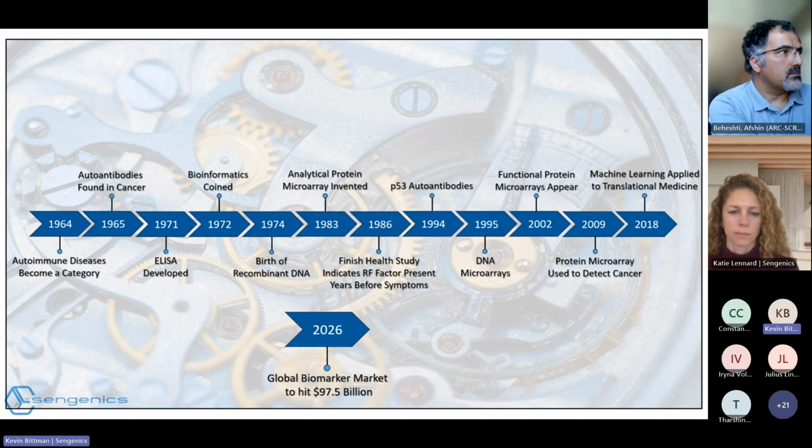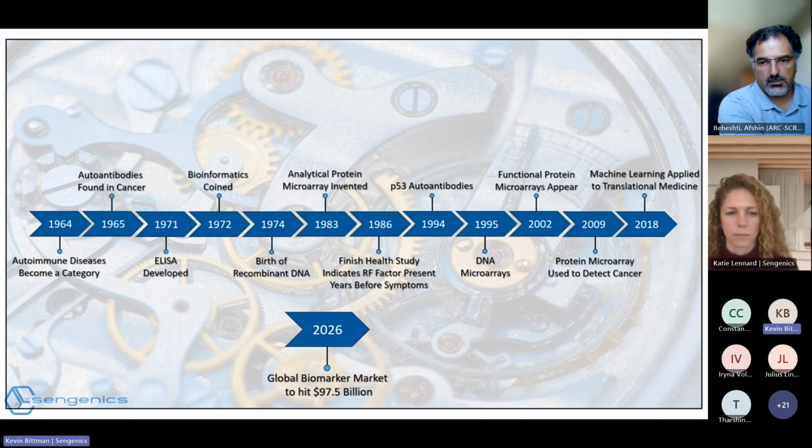Of course, the techniques to study autoantibodies were pretty rudimentary. Most of the time, you're just using immunohistochemistry. In 1971, ELISA was developed. So now we can put some protein down on a plate and then run some antibodies across it and illuminate them to find out what kind of autoantigens might be there to help us with biomarker discovery and disease detection.